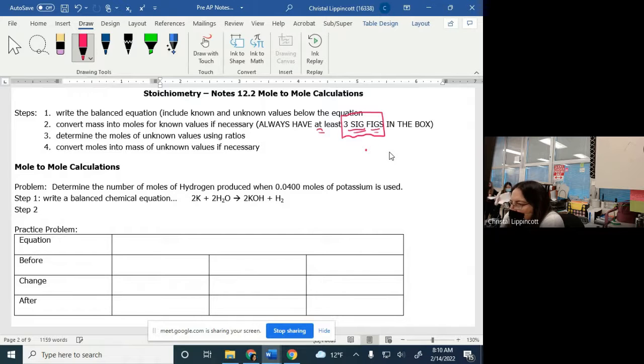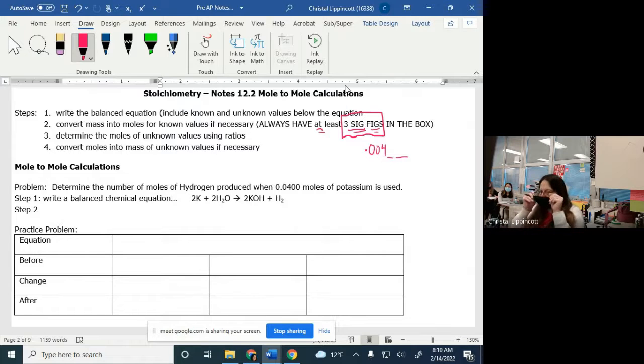That means that if you have this number, you only have how many sig figs? 1. You need to keep that going. You need 2 more digits beyond that. So be very, very careful with that. If you don't keep at least 3 sig figs in there, your numbers are going to get dramatically off compared to what the correct answer should be.